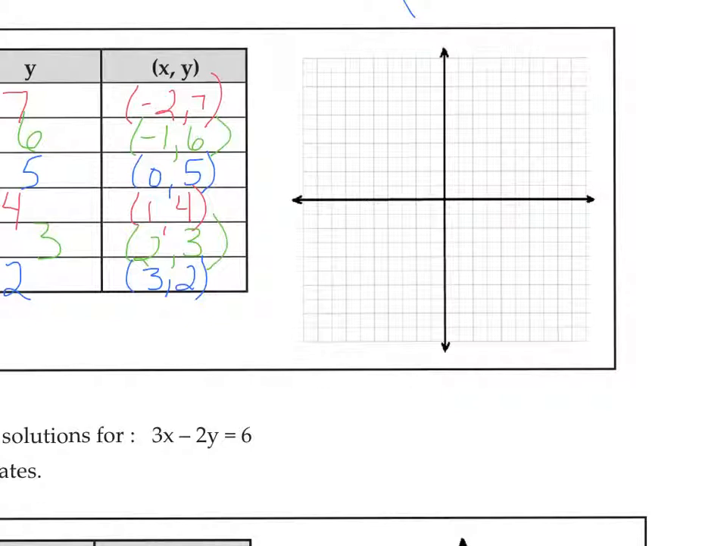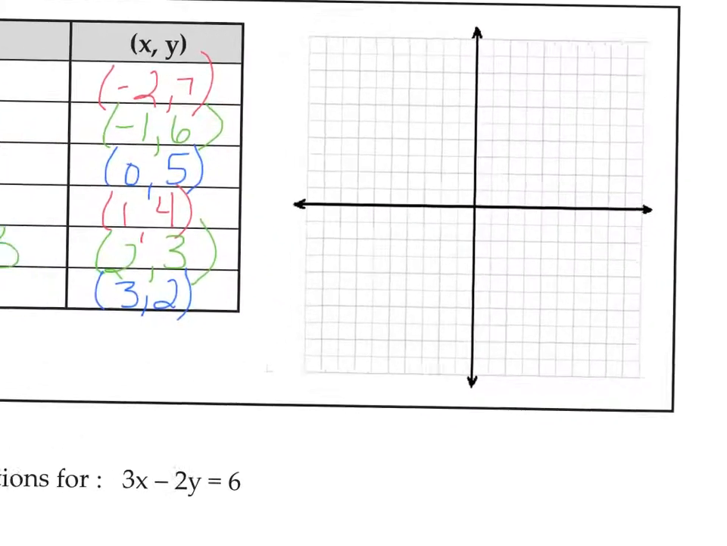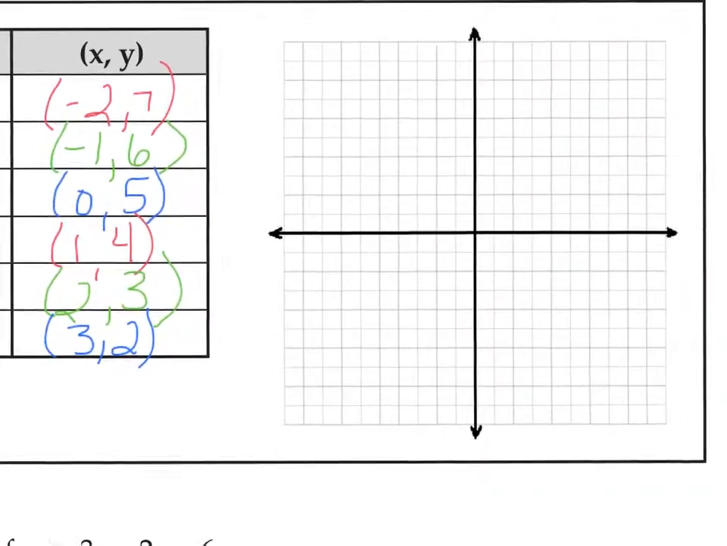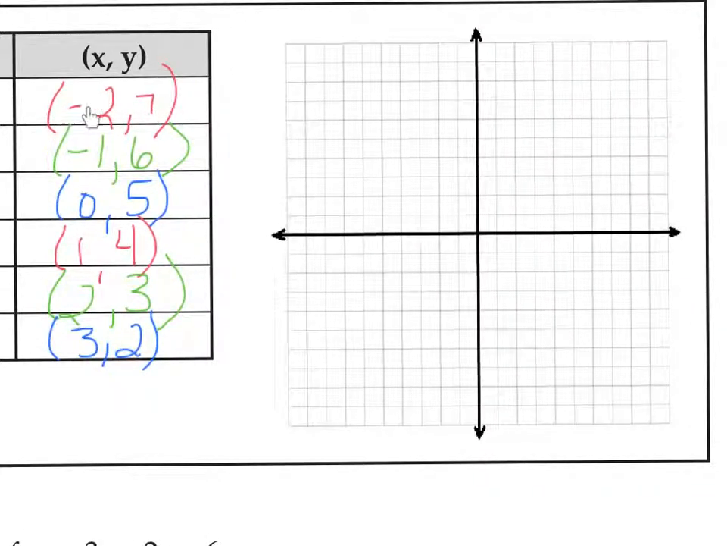Got some issues here with the graph, it looks like. Oh, that's better. All right, so the first point is negative 2, 7. So negative 2, positive 7. It's going to be right here. Okay, the second point is negative 1, 6. So negative 1, positive 6, right here. And (0, 5) will be right there. (1, 4), (2, 3), and (3, 2). And they do indeed line up in a straight line.